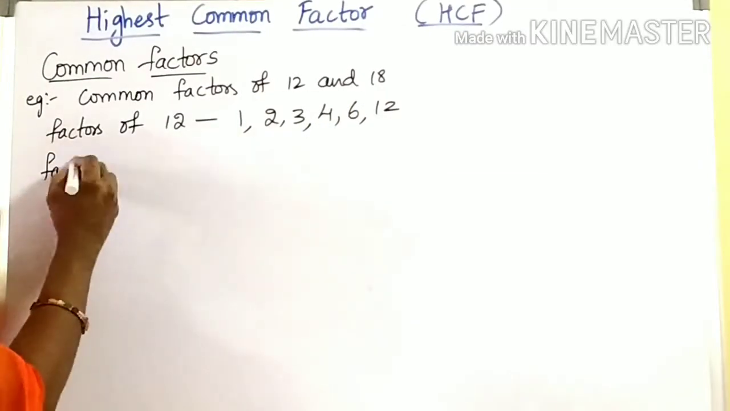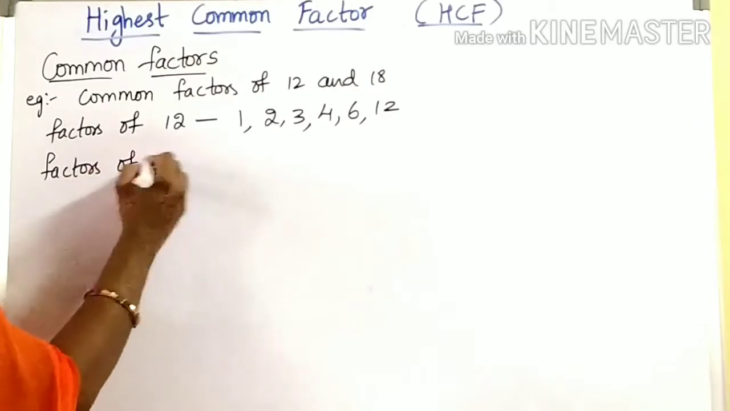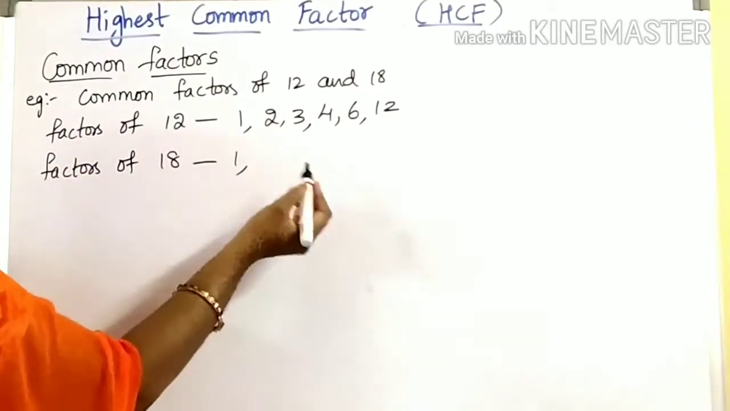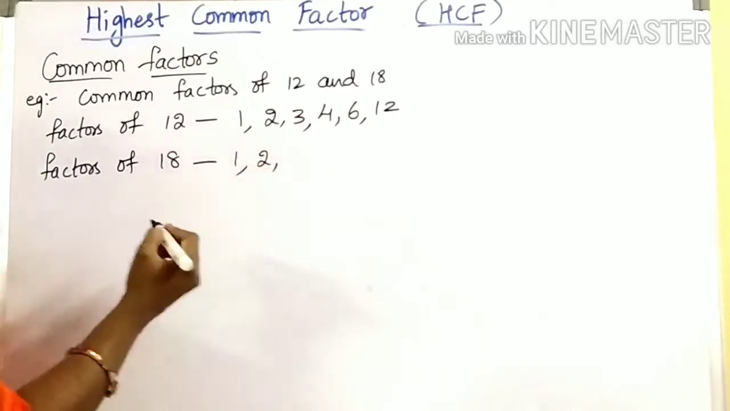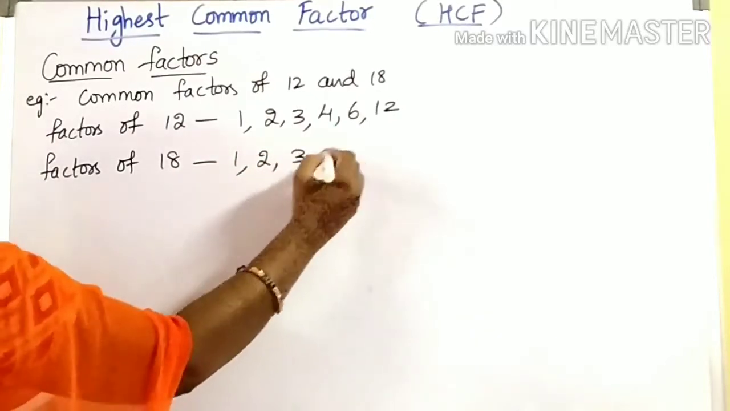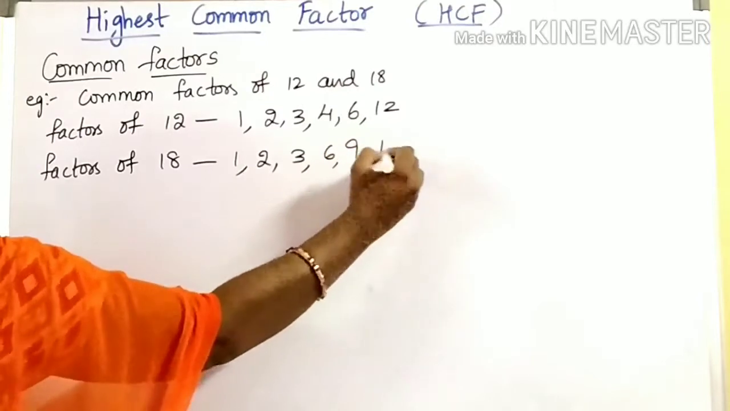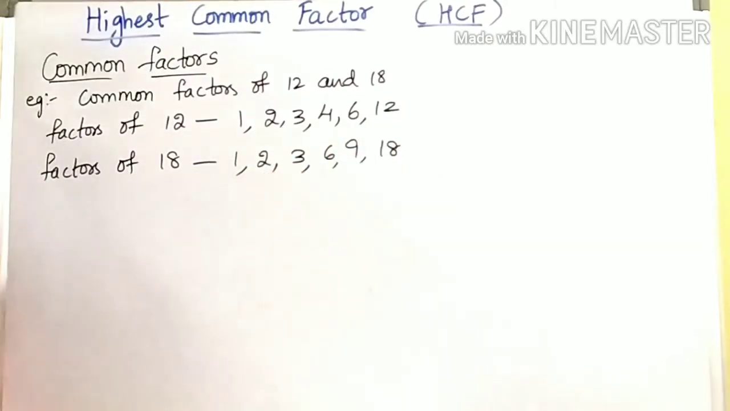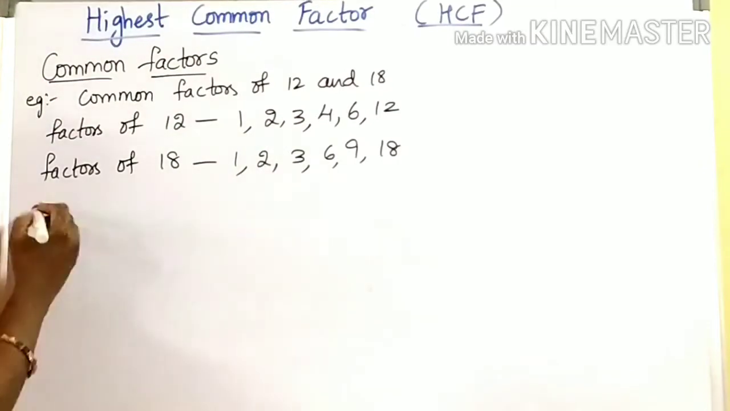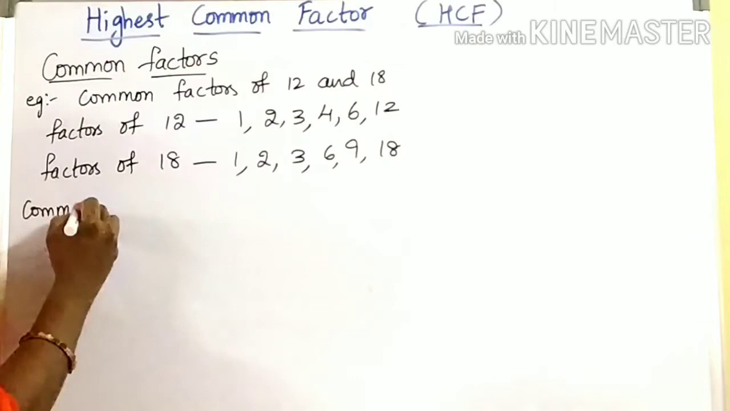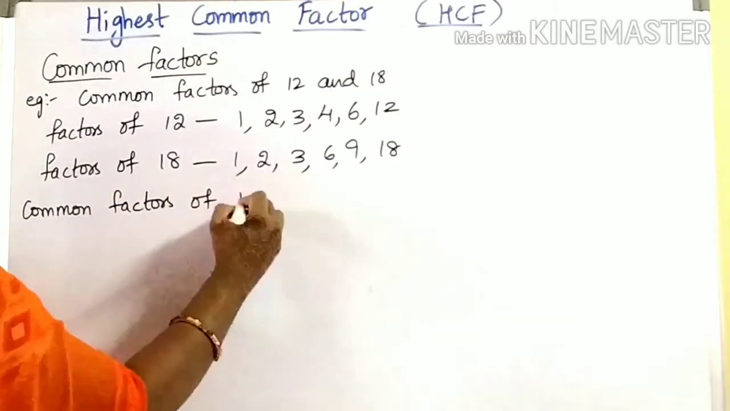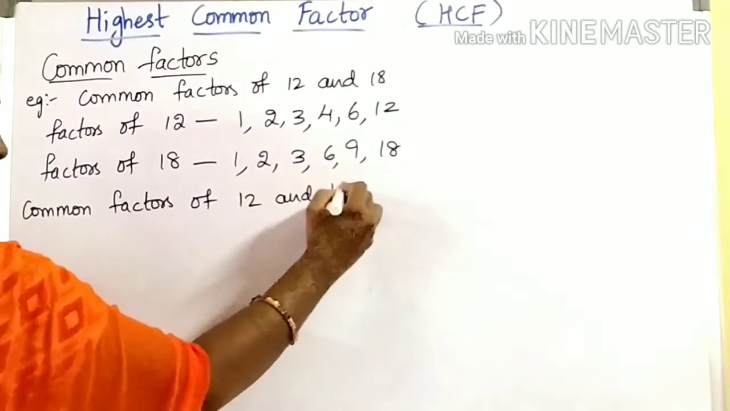Now we will find factors of 18. What are the factors of 18? 1 into 18, 2 into 9, next 3 6s are, 6 3s are, 9 2s are, and 18 1s are. So 1, 2, 3, 6, 9, 18 are the factors of 18. Now we will write the common factors of 12 and 18.